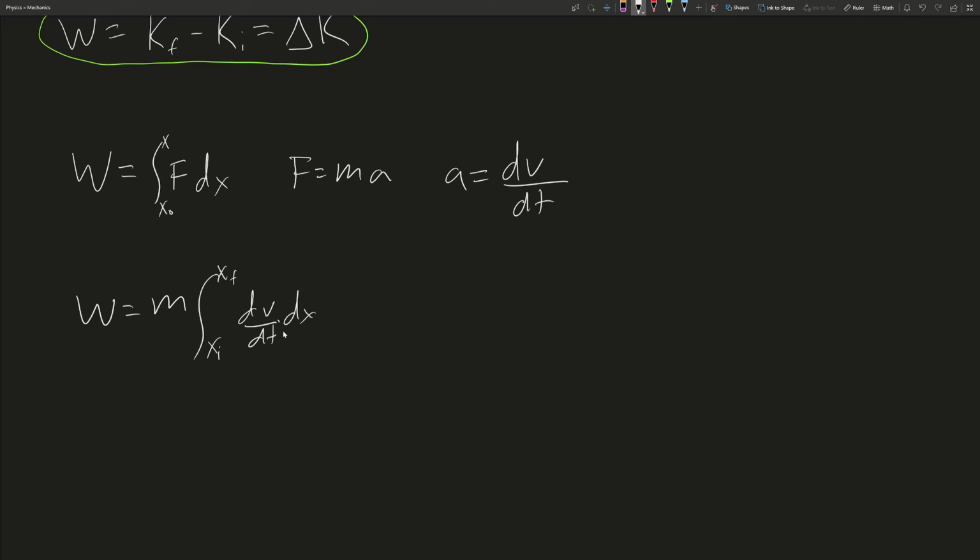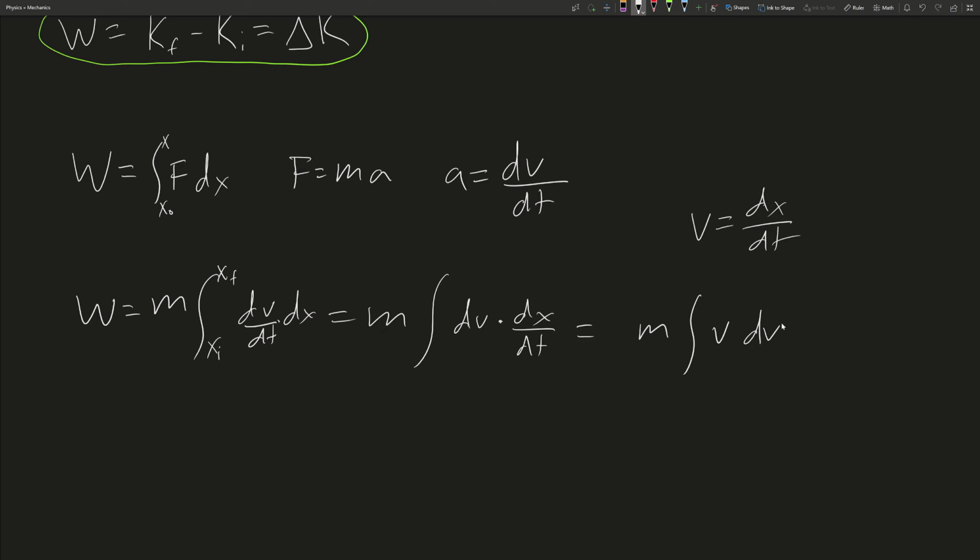Now, rearranging the infinitesimals here, we see that this is equal to mass times the integral of, I'm intentionally leaving the limits of integration out here for now, dv times dx over dt. So what we have done is moved the dt from the dv to the dx. And now we know that velocity is equal to dx over dt. So this is just equal to mass times the integral of velocity times dv.